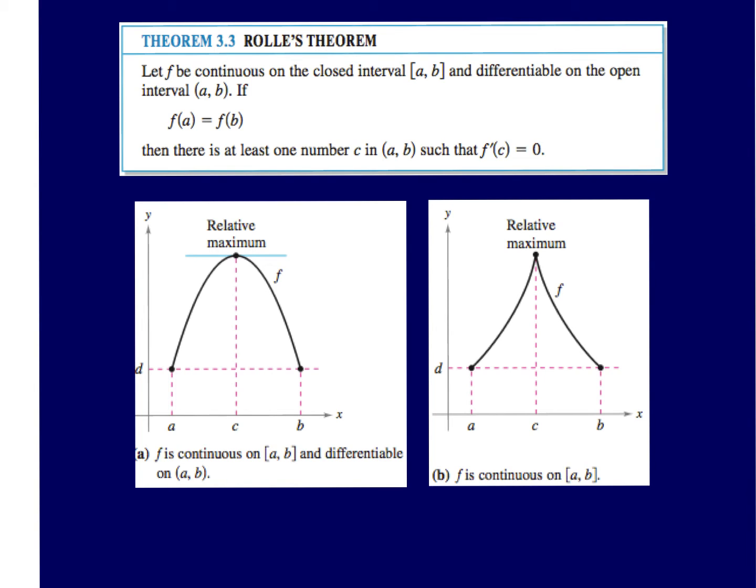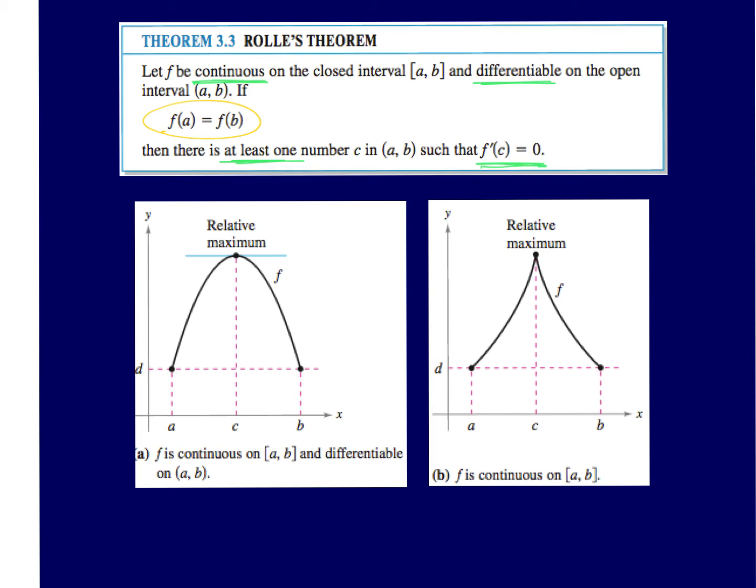So let's read Rolle's theorem, and Ansley's going to be our reader. Let f be continuous on the closed interval [a, b], and differentiable on the open interval (a, b). If f of a equals f of b, then there is at least one number c in (a, b) such that f prime of c is 0.